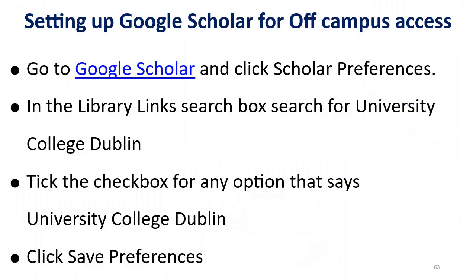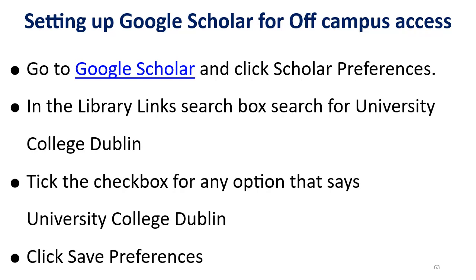If you want to use Google Scholar as a tool for finding information, you can set up Google Scholar so you'll be able to link through to the resources that UCD has purchased. So all you do first of all is go to Google Scholar, and the easiest thing to do is just search for Scholar in Google. It's always going to be the first result. Look for the Scholar preferences. It'll be on the left hand side, and then you'll see a library links section. Click in there, search for University College Dublin, tick the checkbox beside any result. It should say University College Dublin, one search at UCD Library, and then click on it.